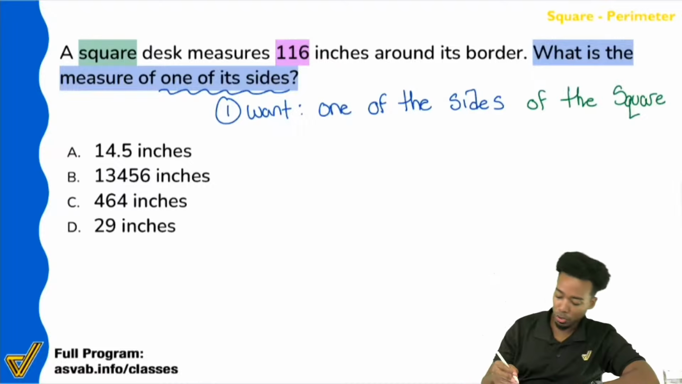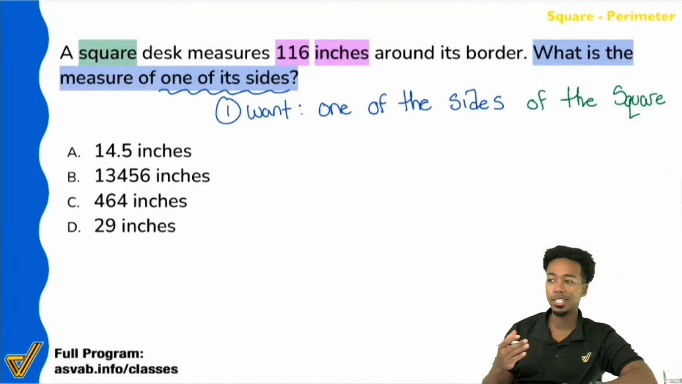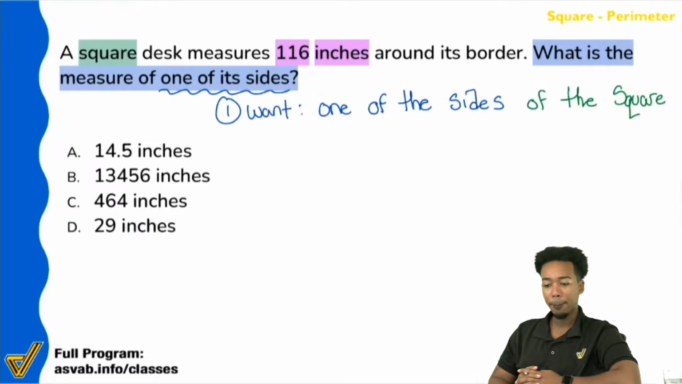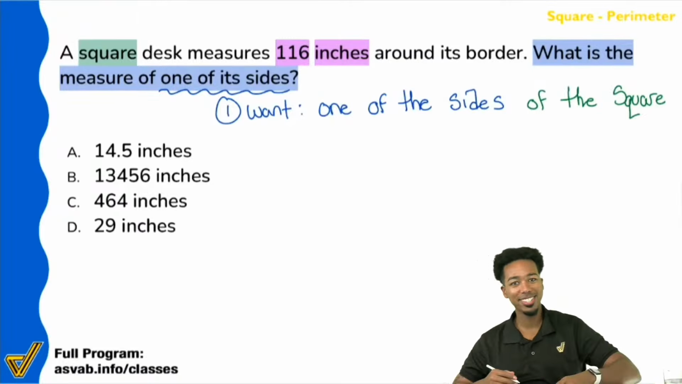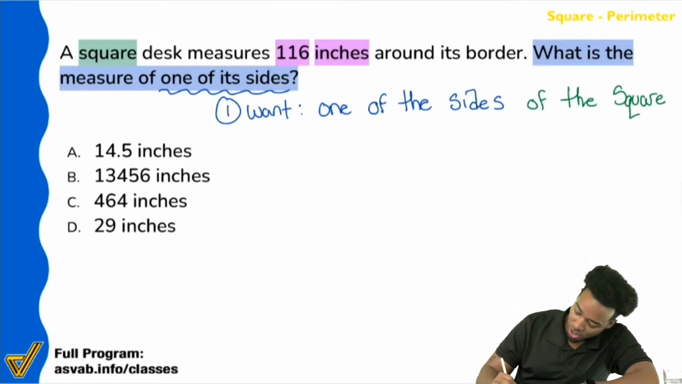So the 116 inches, what does that mean? Can anybody tell me what I should circle, underline, or highlight to understand what the 116 inches means? What should I circle? Border. Richie, yes, border. Everybody take a look. 116 inches around its border.